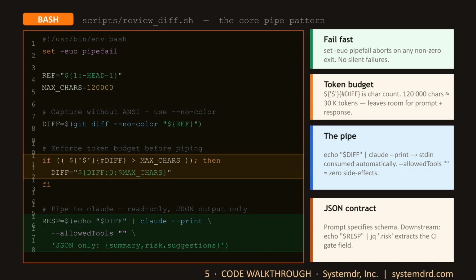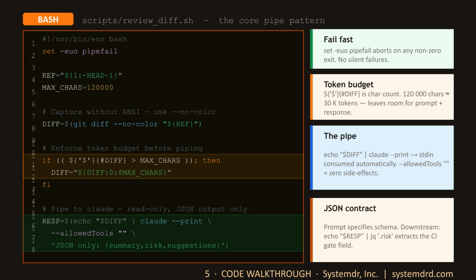Let's look at the actual script. 18 lines. Nothing pseudo, nothing placeholder. This is the code you'd run today. Line 2, set -euo pipefail. This is the single most important line in any bash pipeline. The -e flag aborts the script on any non-zero exit. The -u flag treats unset variables as errors. The -o pipefail flag propagates failures through pipes. Without this one line, a claude --print call that fails and returns exit code 1 gets silently swallowed. Your script exits 0, your CI step shows green, no review is produced, nobody knows.